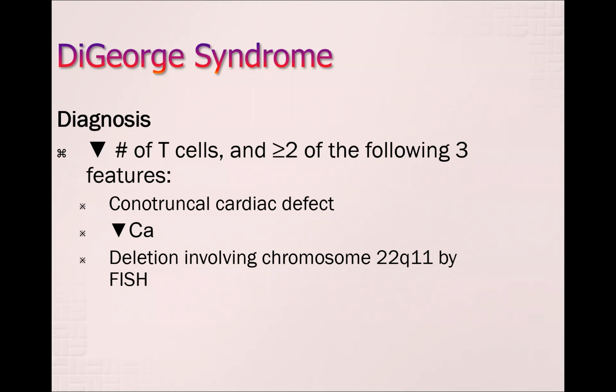So to have true DiGeorge syndrome, you have to have primary immunodeficiency along with the conotruncal defect, the hypocalcemia, or the confirmation of the 22q11.2 deletion by FISH. Just again, that's trivia. I would not necessarily memorize that or remember that. But now that I've said that, that's the only thing you'll remember from this lecture, I'm sure.